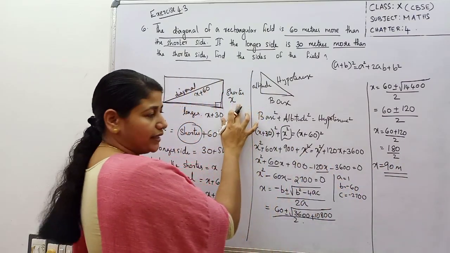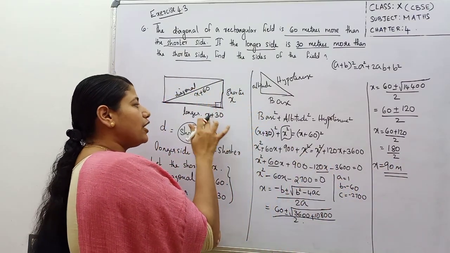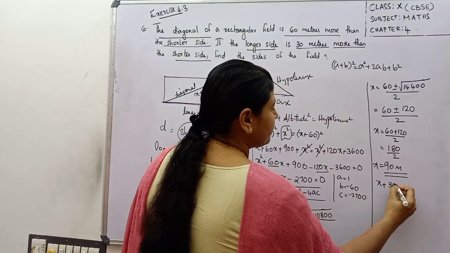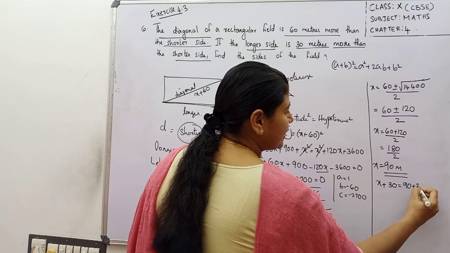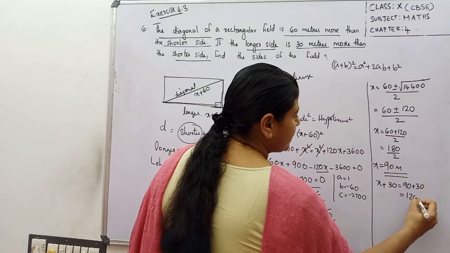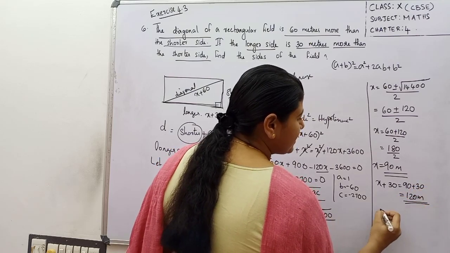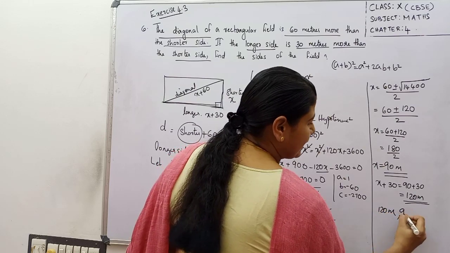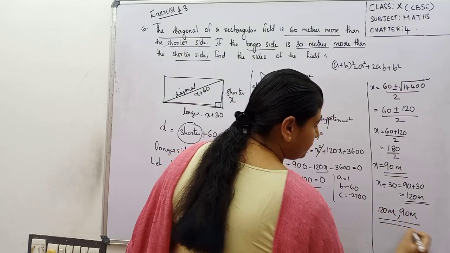So we got the shorter side as x. So what about the longer side? The longer side will be x plus 30, which is equal to 90 plus 30, which is 120 meters. So our answer is: the longer side is 120 and the shorter side is 90 meters.